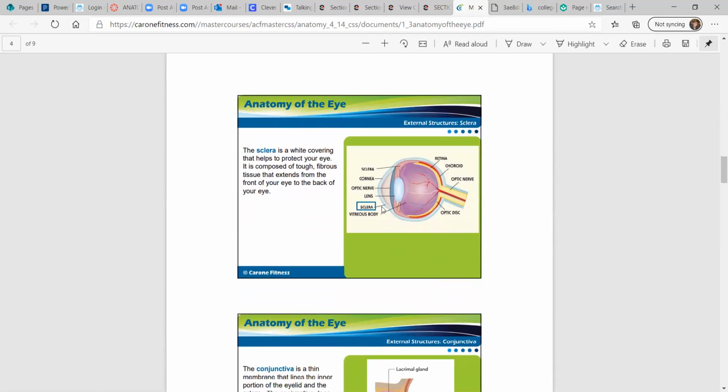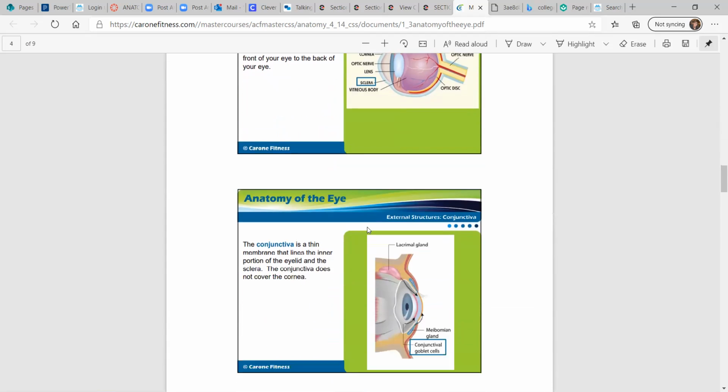The sclera, as you can see right here, that's the white covering on your eye, and that is a protective layer. It's composed of very tough fibrous tissue, and it extends from the front of your eye all the way to the back. So this is all sclera, that outer white layer.